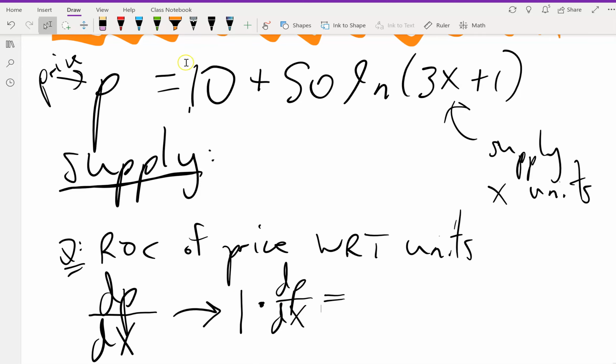Let's move to the right-hand side. The derivative of 10 is 0, no big deal. This is not a product rule because that's a constant in front. In fact, I'm just going to keep the constant in front. Instead, I'm going to take the derivative of the natural log. The derivative of the natural log is the derivative of the inside over the inside. And so there is my derivative.